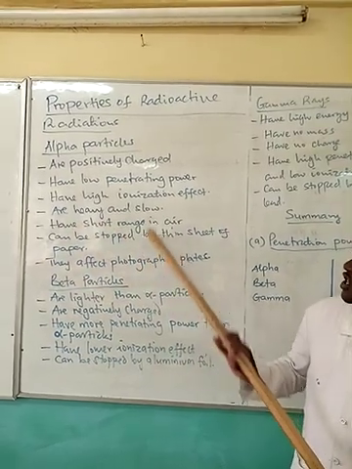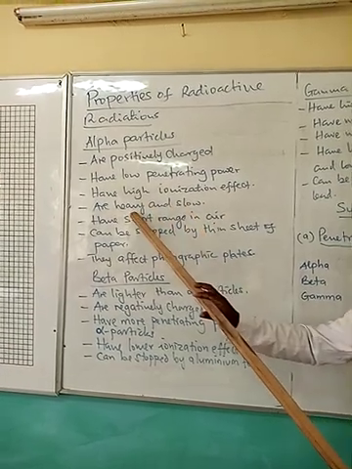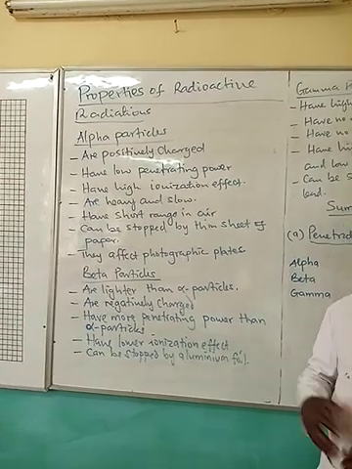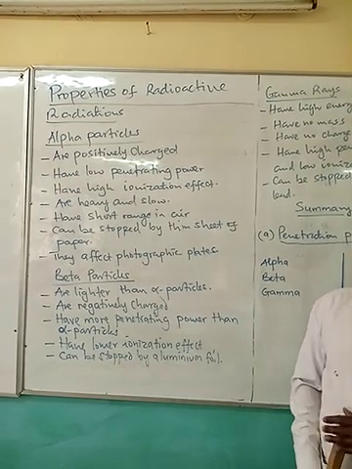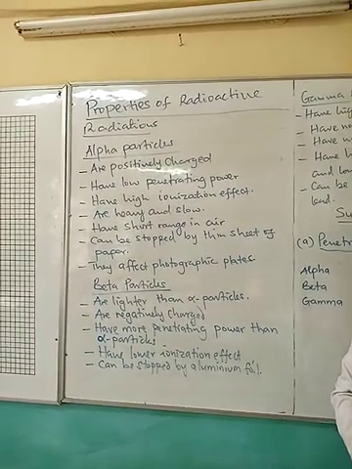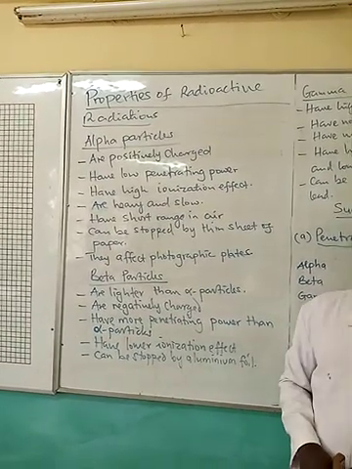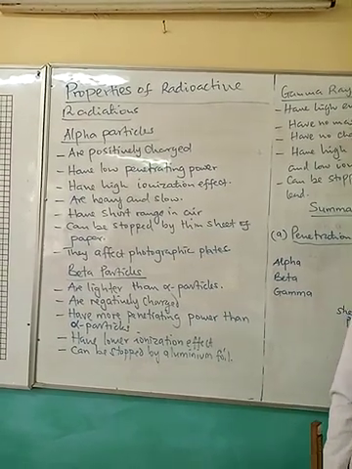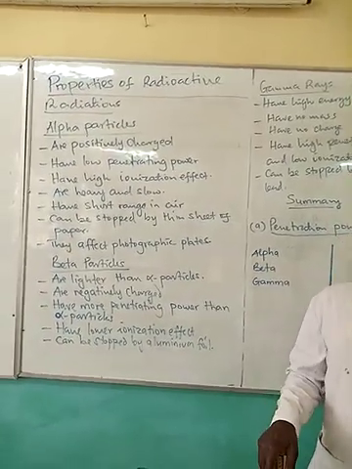Then they have short range in air. In the previous property, they are heavy and slow. Because they are slow, they take time to move through air, and that makes them have short range in air. Then because of the low penetrating power, they are always easily stopped by a thin sheet of paper. So you just put a sheet of paper along their path, and it will be able to stop them. Finally, they affect photographic plates. They normally cause darkening of those photographic plates, something we call photographic emulsion.